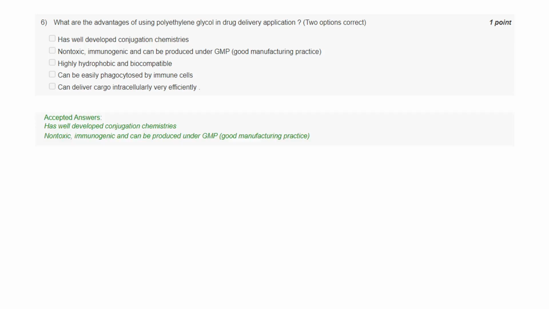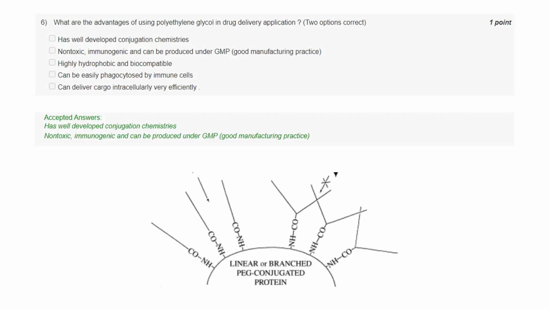Okay, so the correct answer is option 1 and 2. We'll discuss why these two are the correct options. First is has well developed conjugation chemistries. That is one of the correct options. That is why PEG is so widely used, because it's easy to conjugate drugs to PEG. Next is it is non-toxic. There is a printing mistake in this question. It should be non-immunogenic. So it is non-toxic, non-immunogenic, and can be produced under GMP. The process to conjugate PEG and scale it up for a large scale application is fairly standardized.